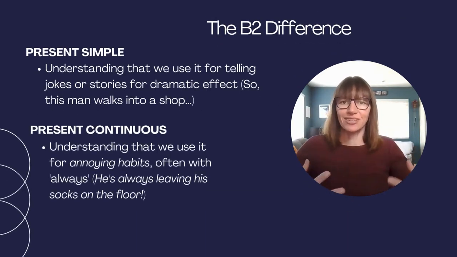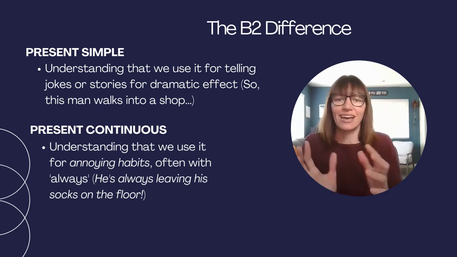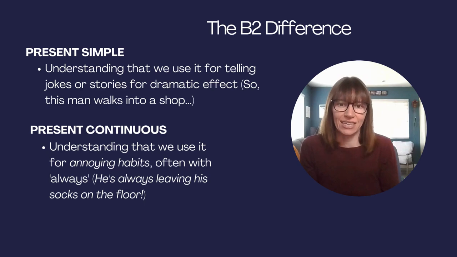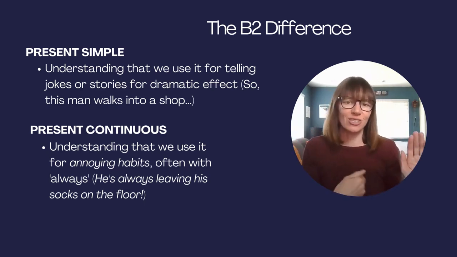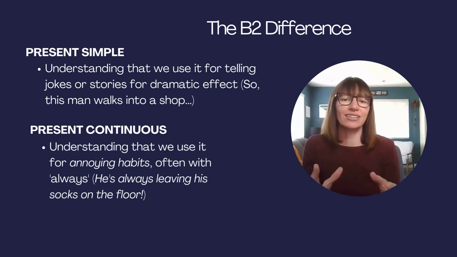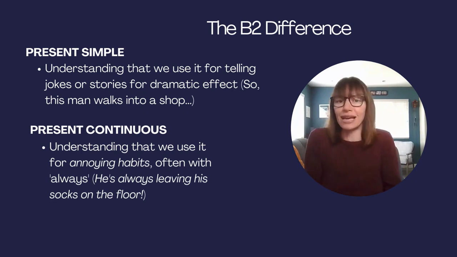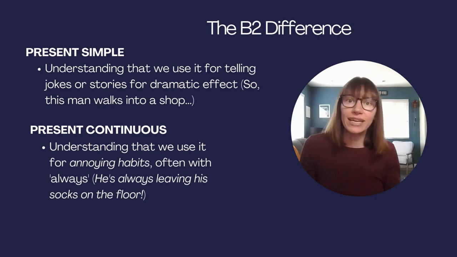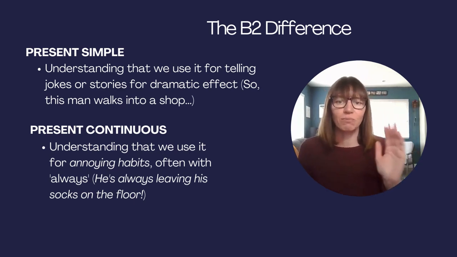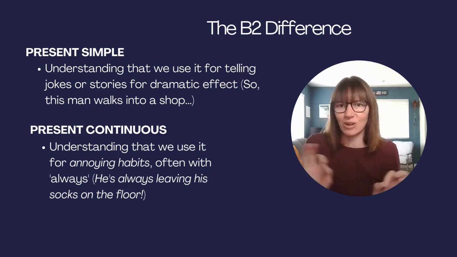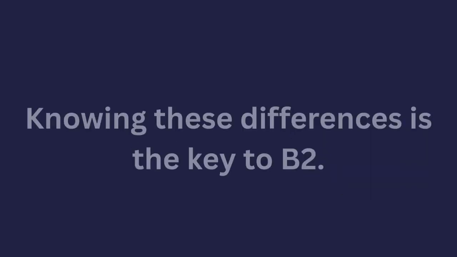So at the B2 level, we start using these tenses in a little more nuanced ways. For example, the present simple, we start using it more for telling jokes or stories for dramatic effect. For example, so this man walks into a shop, and then the joke continues. For the present continuous, we start to understand that we use it for annoying habits as well. For example, we might often use it with the word always. He's always leaving his socks on the floor. So we're pairing the present continuous with the word always to talk about an annoying habit. So some of these nuances we're going to be looking at at the B2 level.